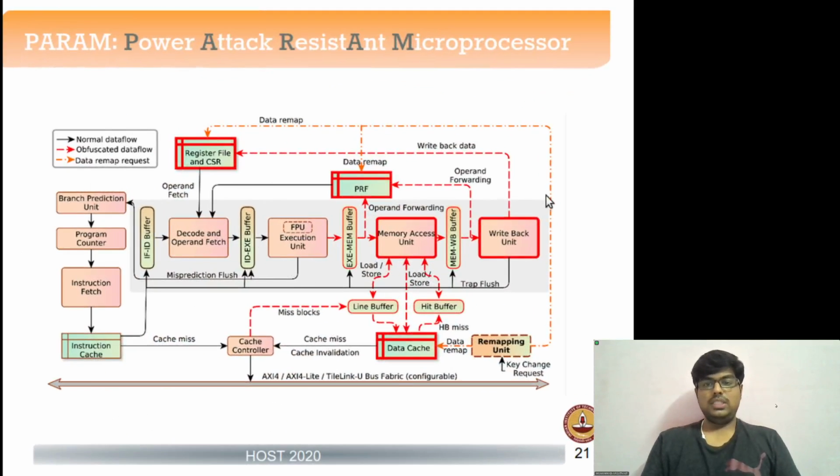This is the architecture of the PARAM processor, which has all the mitigation techniques in place. So these red dashed lines are now holding the obfuscated value, and these darker red blocks are the memory modules that hold the obfuscated data. Whenever a key change happens in the obfuscation function, the remapping unit takes care of remapping the values that have already been stored in the memory modules and registers.